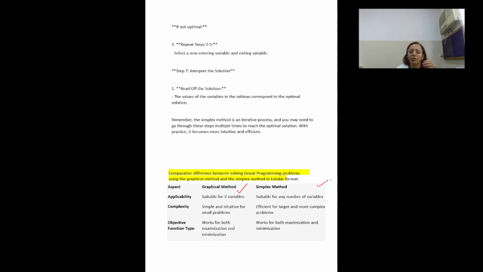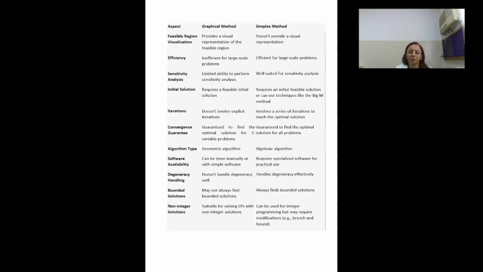So we can say, ma'am, for complex problems we can use the simplex method. Yes, for the complex problem, but for very small problems, you can definitely solve with the graphic method. If I'm talking about the objective, yes, the objective can be both maximization and minimization, both can have the same objective function.